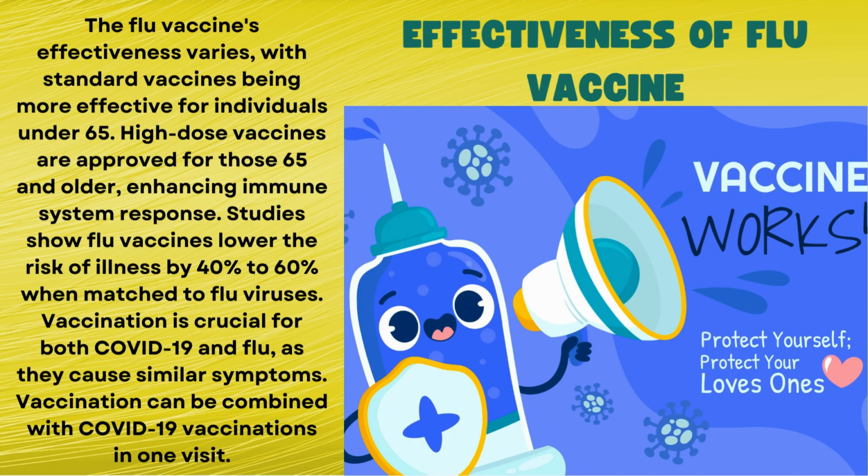Effectiveness of flu vaccine. The flu vaccine's effectiveness varies, with standard vaccines being more effective for individuals under 65. High-dose vaccines are approved for those 65 and older, enhancing immune system response. Studies show flu vaccines lower the risk of illness by 40% to 60% when matched to flu viruses.